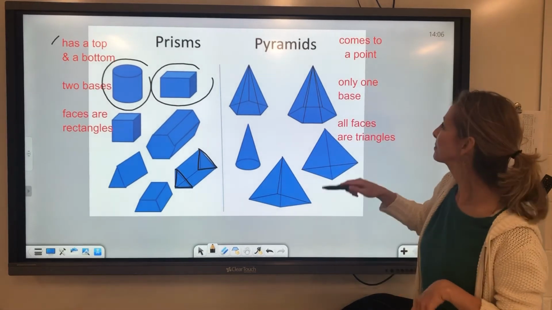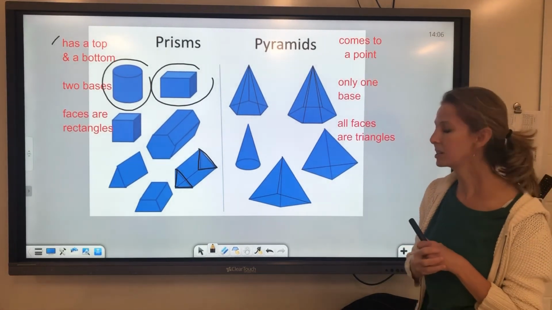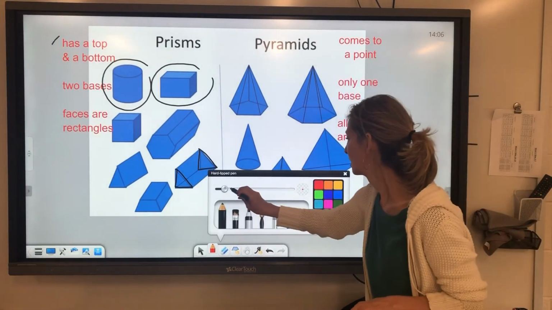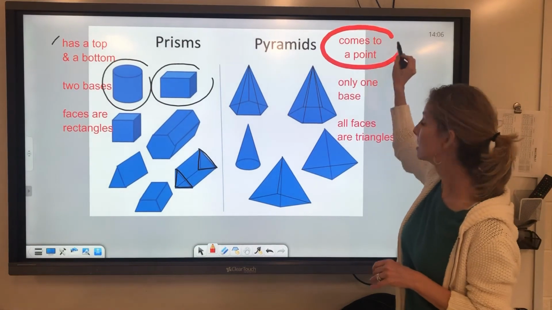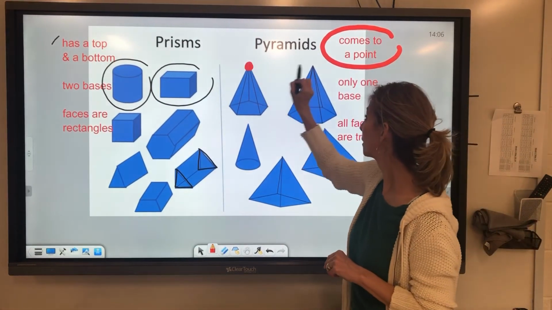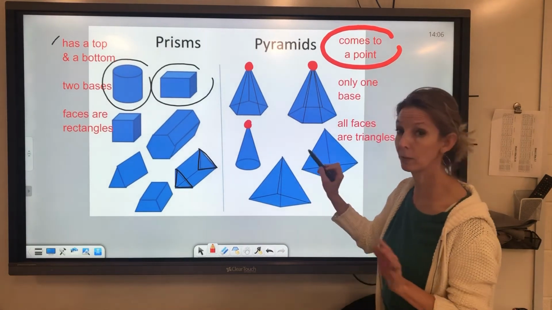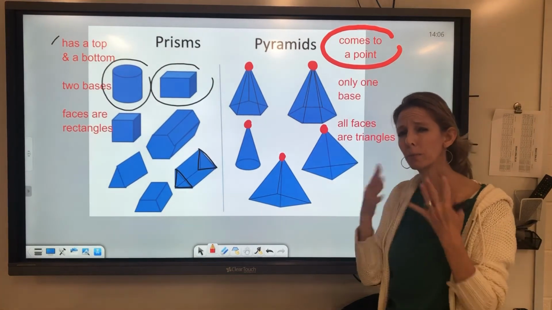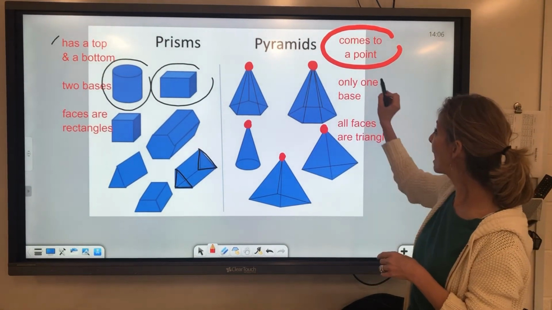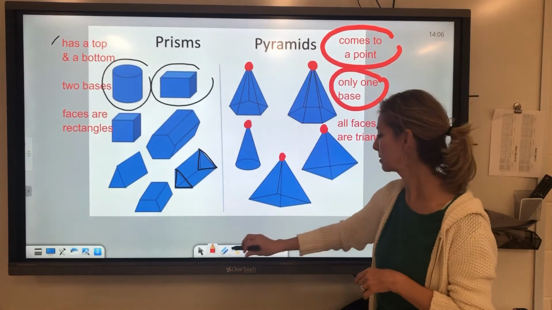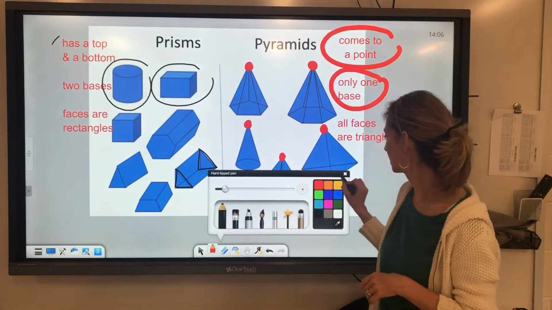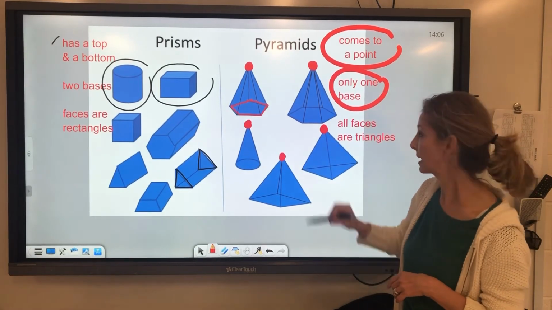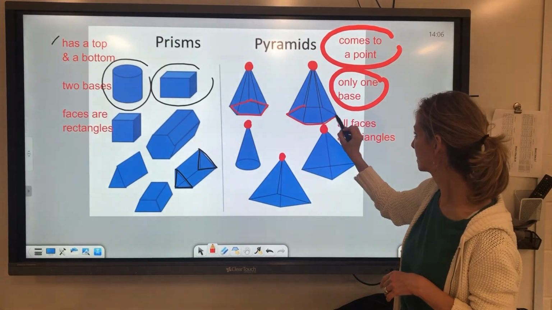Okay, if you look at all of these shapes right here, hopefully something popped out at you. They all come to a point, like a bright red Rudolph nose on it, right? Notice they all come to one point. There's no other point. They only have one base that's down here on the bottom. So for example, right here is our base of that shape. Again, we have a base right here.